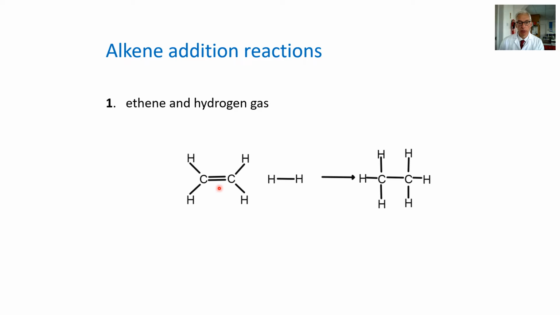So here we've got the double bond. A sigma bond is retained in the product between the carbons, and 2 additional single bonds or sigma bonds are formed. The conditions are expected to be known. So a nickel catalyst and heat, or 150 Celsius.